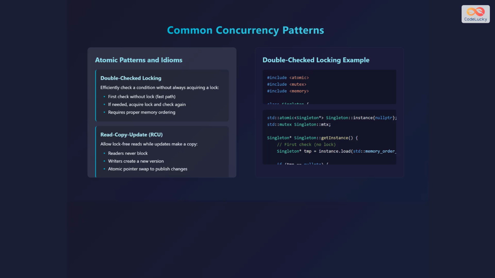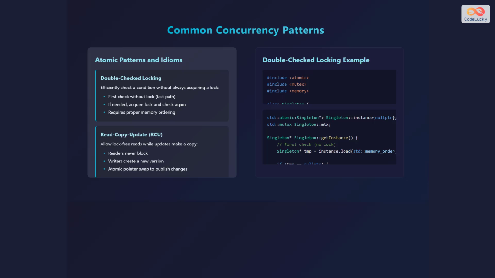Next, we have read-copy-update, or RCU, which allows lock-free reads while updates make a copy. Readers never block, writers create a new version, and an atomic pointer swap is used to publish the changes. Lastly, we have hazard pointers, which provide safe memory reclamation for lock-free data structures. Threads register pointers they're accessing, and memory is only freed when no thread is using it, preventing use-after-free errors in lock-free code. These patterns require careful implementation with proper memory ordering semantics to ensure correctness.